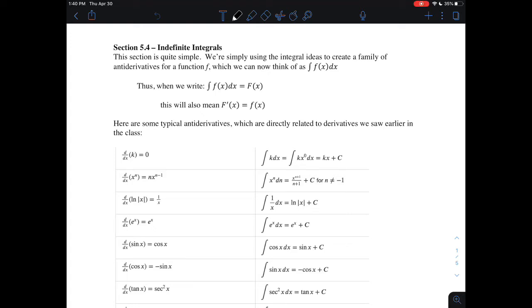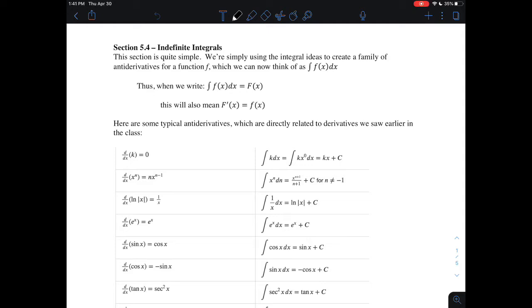So when we write the indefinite integral of lowercase f of x dx equals capital F of x, this means the same thing as capital F prime of x is equal to f of x. This is the exact same thing that we saw in section 4.9 on antiderivatives, but now we're just adding this notation of an indefinite integral. So these are really just antiderivatives.